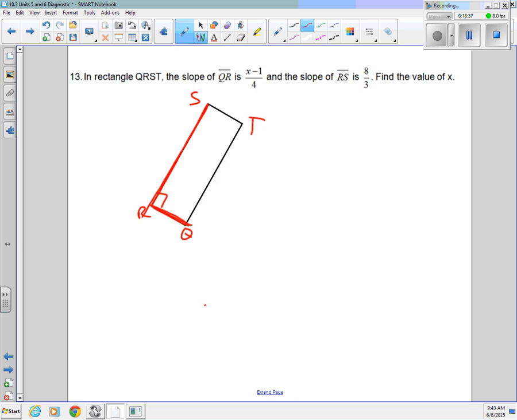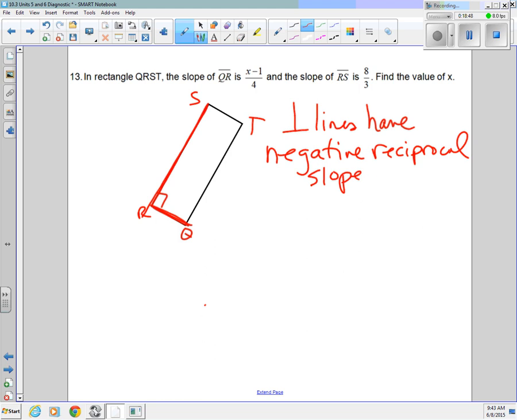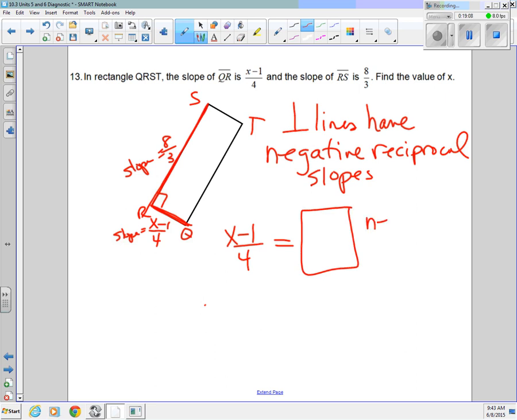And perpendicular lines have what we call negative reciprocal slopes. So if I know the slope of QR is (x minus 1) over 4, and I'm going to write slope here, and the slope of RS is 8/3, I know that (x minus 1) over 4 is the negative reciprocal of 8/3. So in this box must go the negative reciprocal of 8/3, which is negative 3 over 8. And then you get a very easy equation to solve.